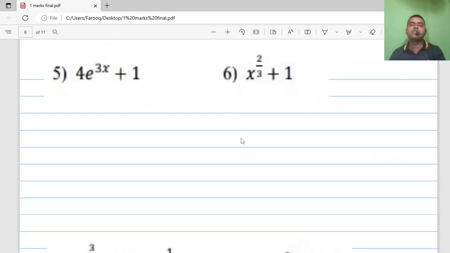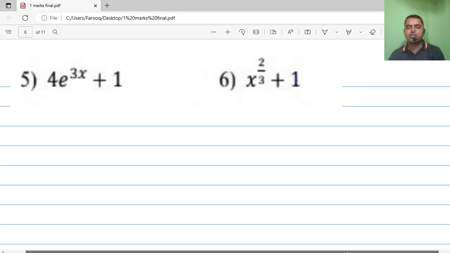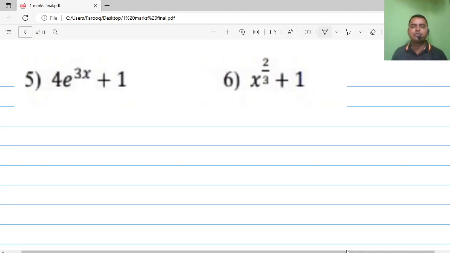Yes. Come to here, fifth problem. So we are going to solve one by one all the problems. See here, integration of 4 e raised to 3x plus 1. So here also two terms are there. Take first the integration of 4 e raised to 3x plus 1 dx.